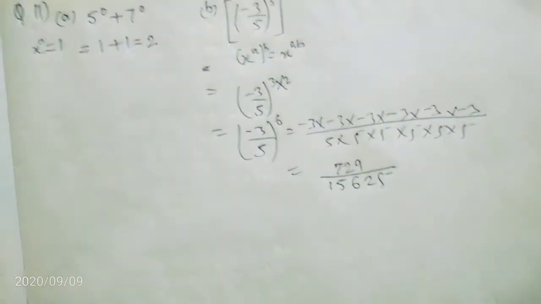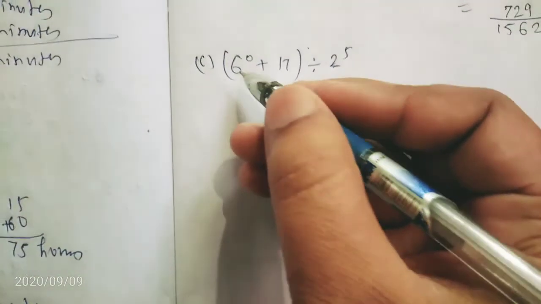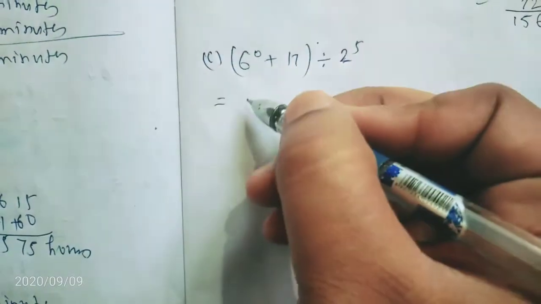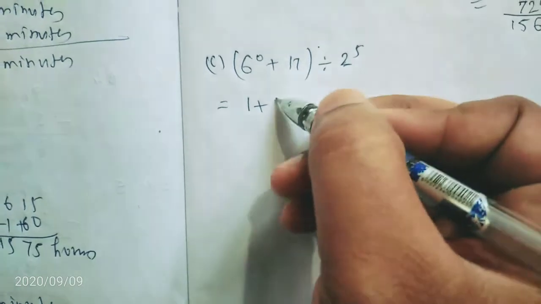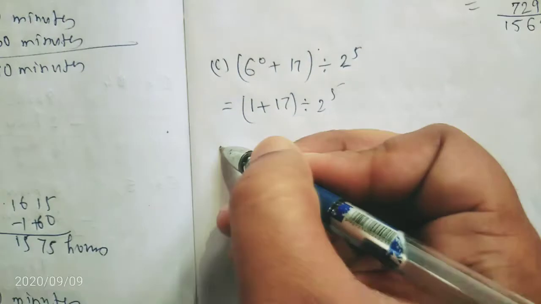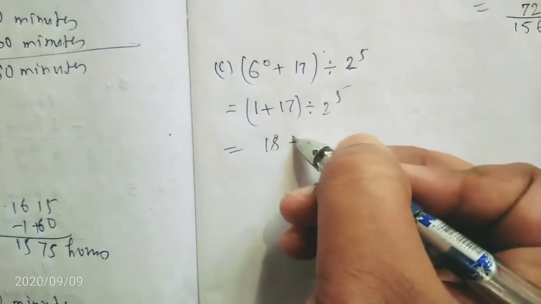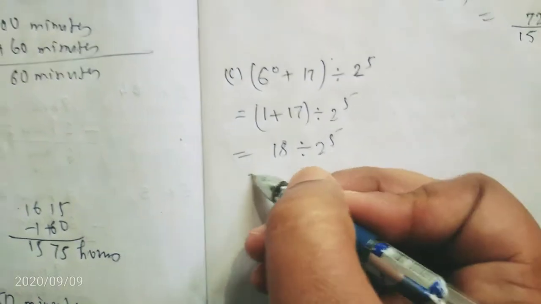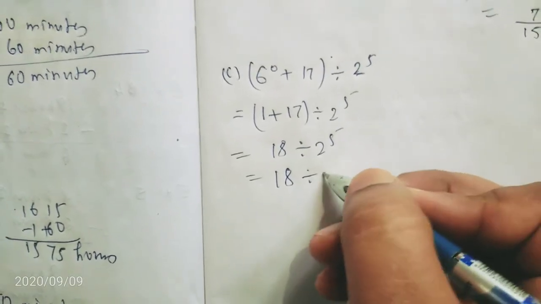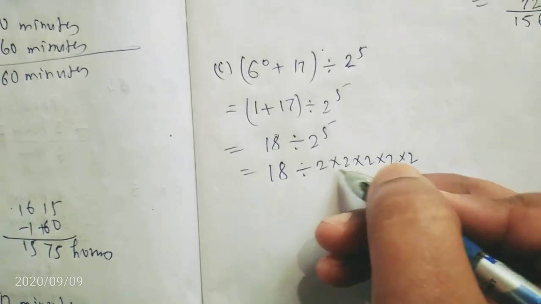Okay. Now let's do C number. Here first of all you solve the bracket, whatever is inside the bracket. So 6 to the power 0 is 1 and it is 17, divided by 2 to the power 5. So 1 plus 17 is 18, divided by 2 to the power 5. Now you have to expand this 2 to the power 5, that means you have to multiply it 5 times.